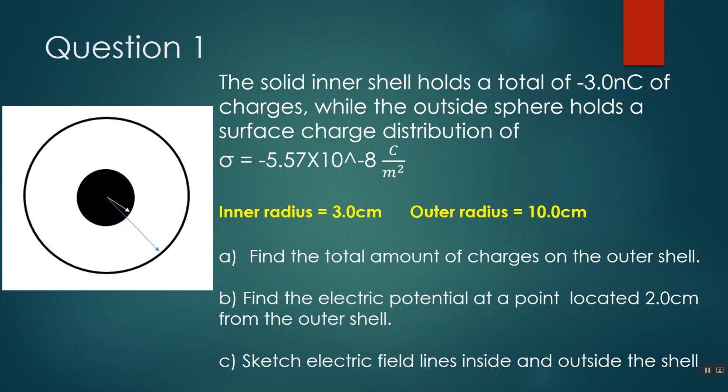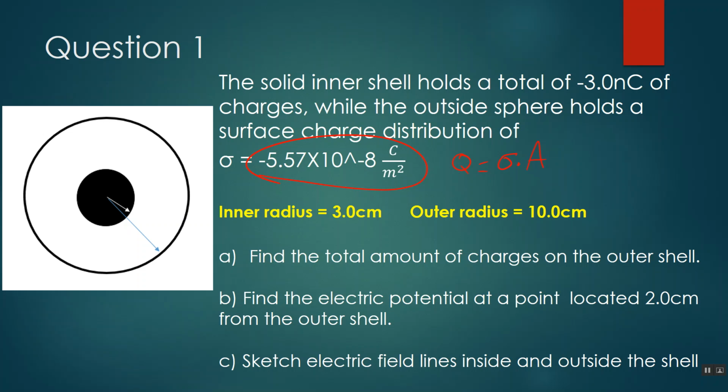The solid inner shell holds a total of -3 nanocoulomb charges, while the outside sphere holds a surface density of that. Determine the amount of charges on the outer shell. All right, that's pretty easy. Look at my sigma here. Is it uniform or non-uniform? It's uniform. So if it's uniform, I can just find Q by multiplying sigma by the area.